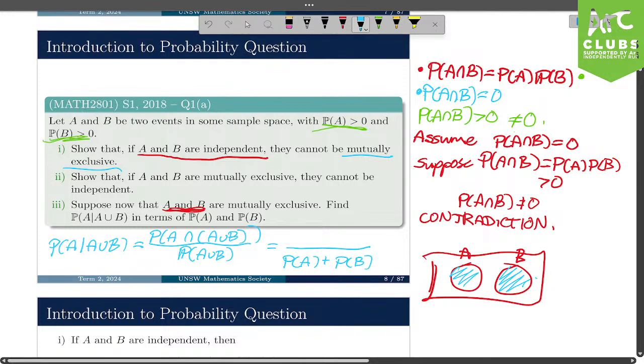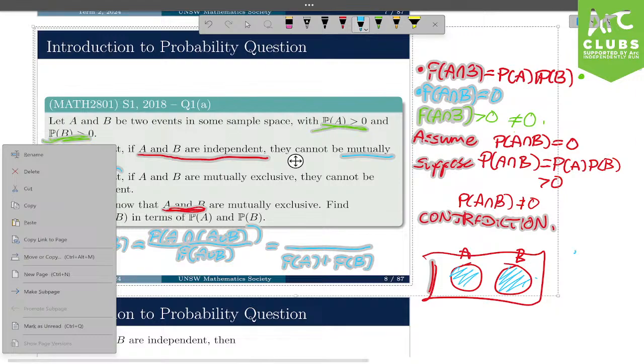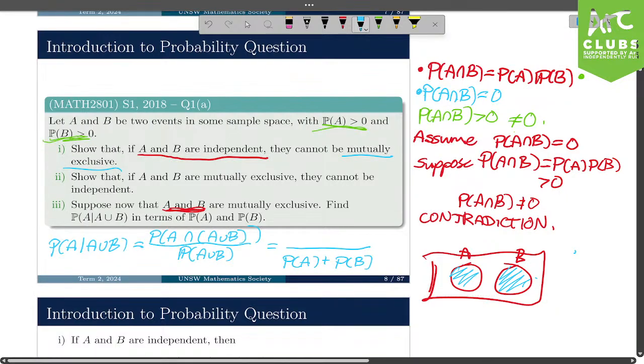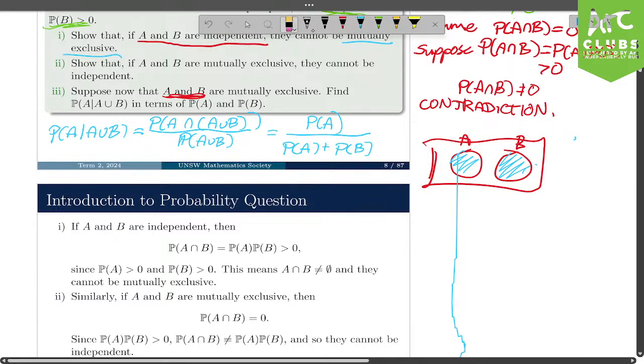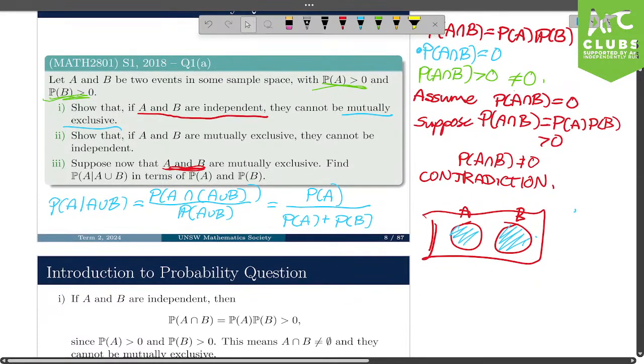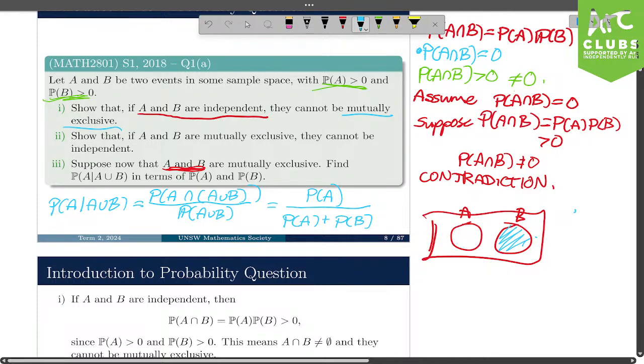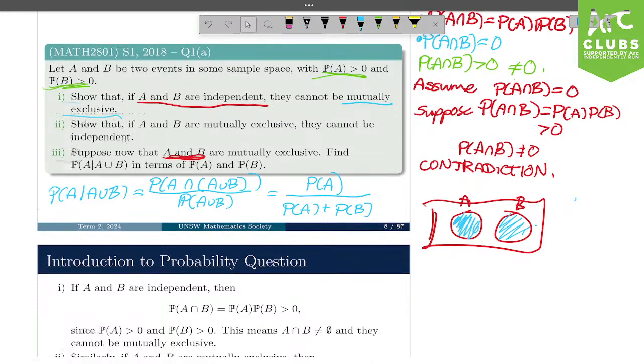Right. Now, what about the probability of A intersect A union B? Well, that's just going to equal the probability of A. Reason for that is, again, we can just go back to our Venn diagram and we can say that if we intersect A with A union B, so we're intersecting A with both A and B, well, then we're just going to get A back. So it's just the probability of A. I hope that makes sense.